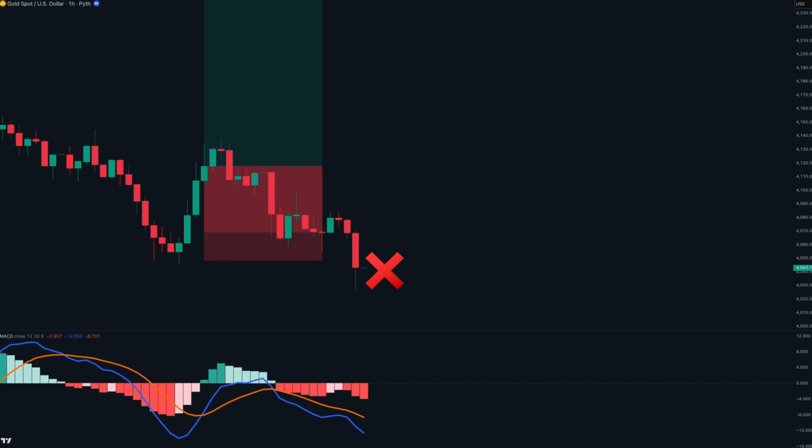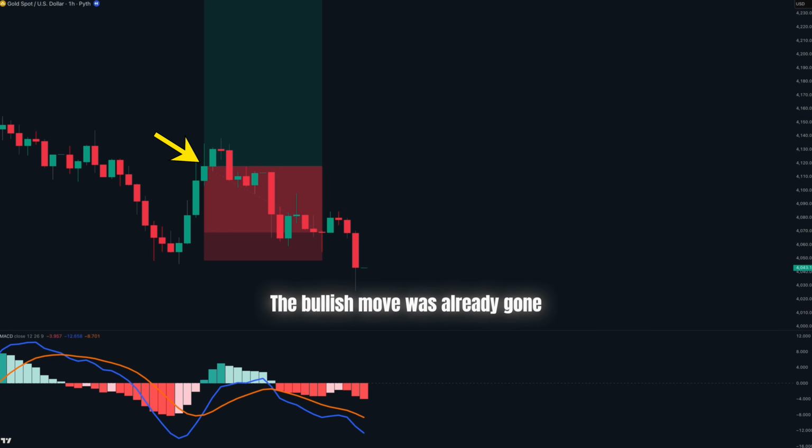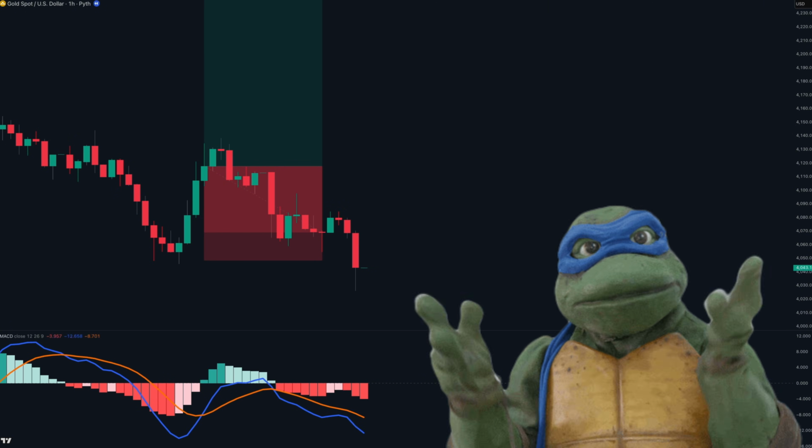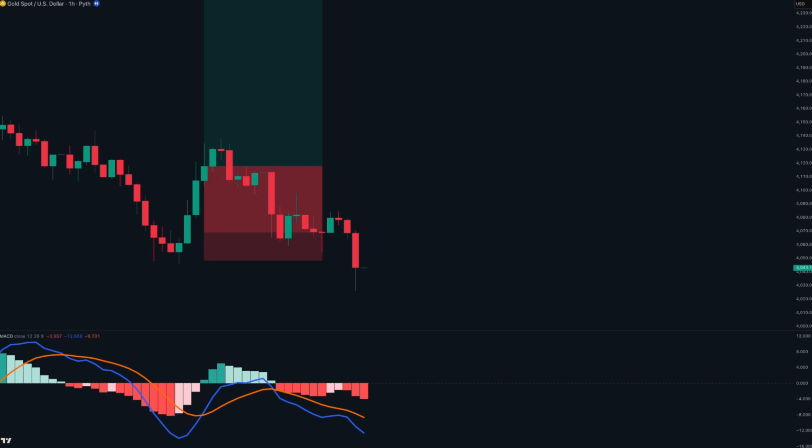But why? The setup looked clean. MACD confirmed the rally. So what went wrong? Here's the problem. By the time you entered, the bullish move was already gone because MACD is a lagging indicator. So why is it lagging?